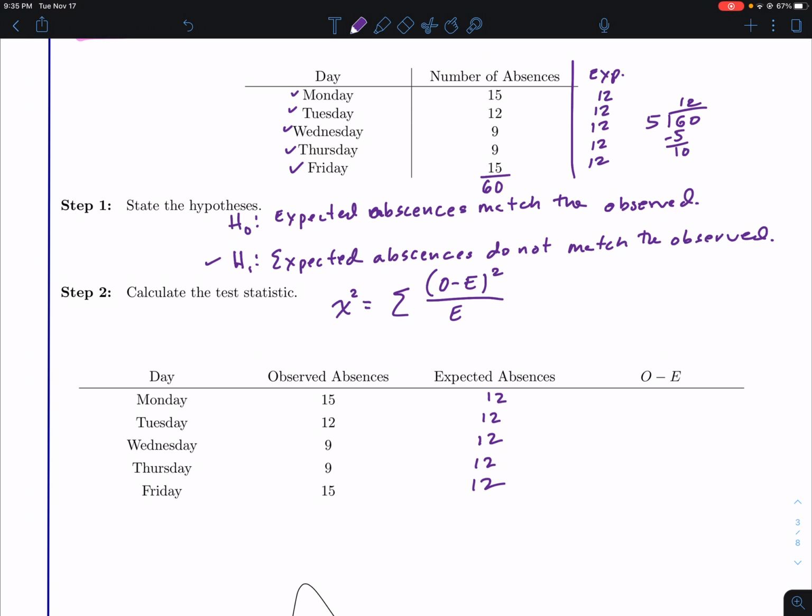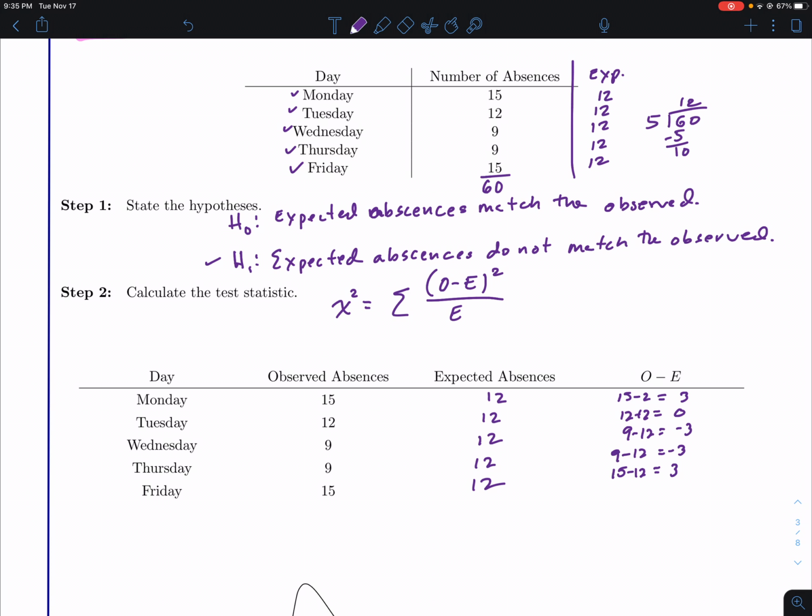All right. So now what we want to do is subtract across, so observed minus expected. In this case, 15 minus 12 equals 3. 12 minus 12 equals 0. 9 minus 12 equals negative 3. 9 minus 12 equals negative 3 again. And then 15 minus 12 equals 3.